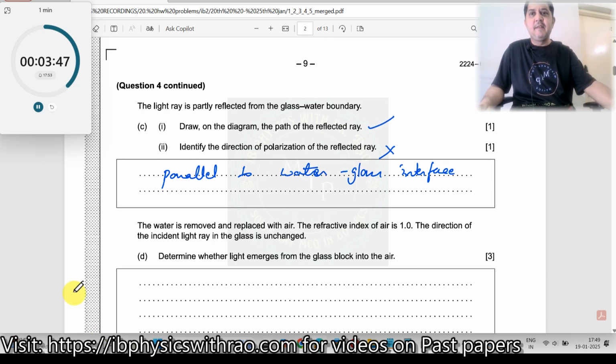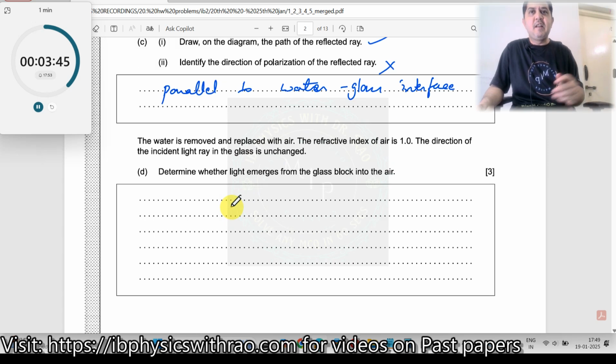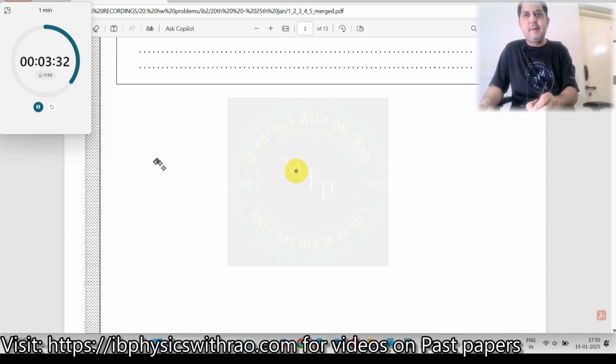Okay. Then the water is removed and replaced with air, and the refractive index of air is 1. The direction of the incident ray in the glass is unchanged. Determine whether the light emerges from the glass block into air. Now what's happening? Let us write down the figure once again. We have some space. This was water earlier. Now I will write this as air over here, and this is glass over here. A ray of light is now coming like this.